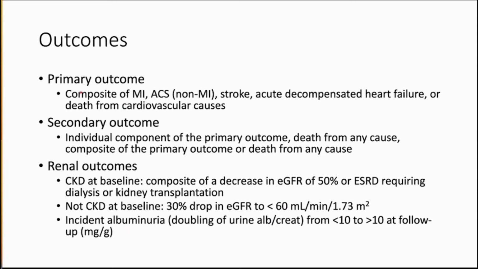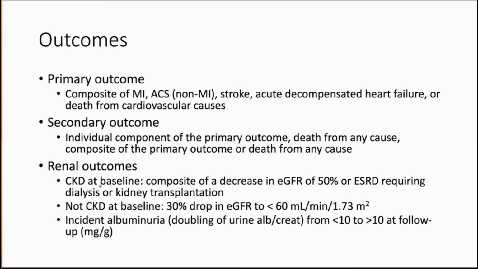So the outcomes that they were looking for, the primary outcome was a composite of myocardial infarction, acute coronary syndrome, stroke, decompensated heart failure, or death from any cardiovascular cause. Secondary outcomes were the individual components of the primary outcomes. And then there was a separate group looking at renal outcomes.